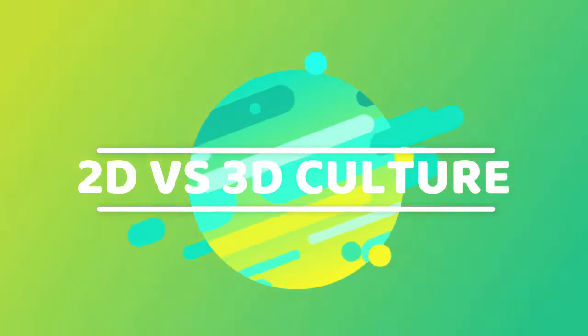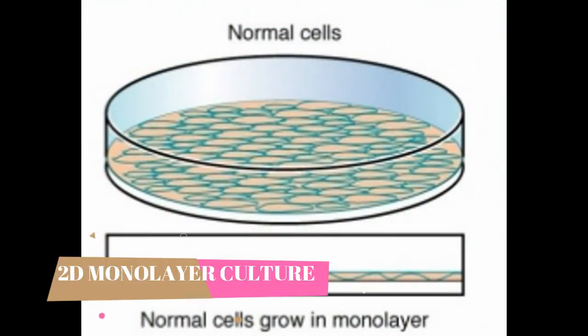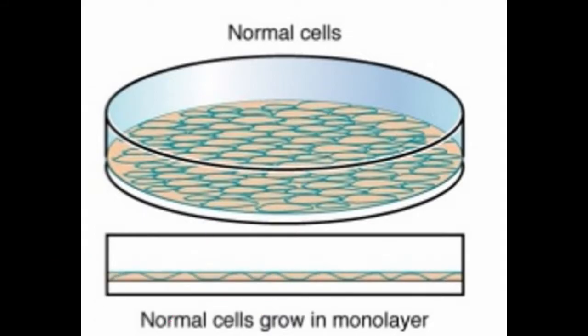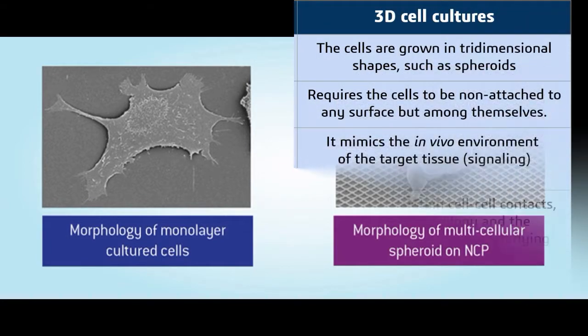The main differences between both methods are: first, in 2D culture, the cells are usually grown as monolayers, and they need to be attached to a surface in order to survive. Although cells that are cultured this way can retain some properties from the in vivo environment, most of the interactions and signaling pathways may be lost or compromised.